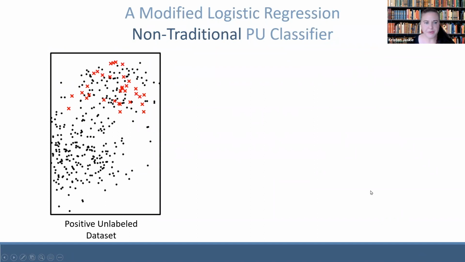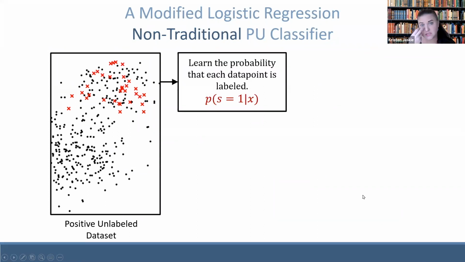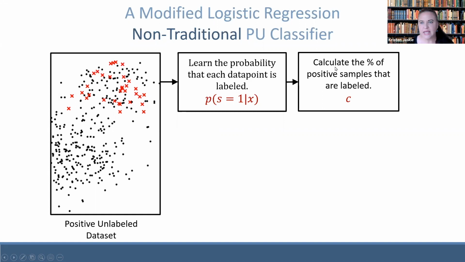So here's how we're going to do it. We're going to start by learning this non-traditional classifier from the data. From that, we're going to calculate the percentage of positive samples that are labeled. So if we have 100 positive samples and only 10 of them are labeled positive, then that means our C is going to be 10%. If we have 100 positive samples and 50 of them are labeled, then we have a C of 50%.